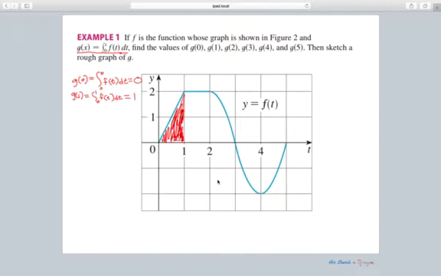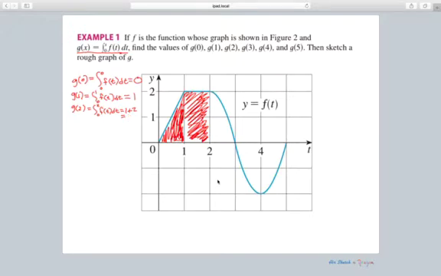So g of 2 is the integral from 0 to 2 of f of t dt. That's the area under the curve between 0 and 2. It's going to be our triangle, which had an area of 1, plus the area of that rectangle I just shaded in. Area of a rectangle is base times height, so 1 times 2 is 2. There we go, that gives me 3. You can see how the area is accumulating as I increase x.